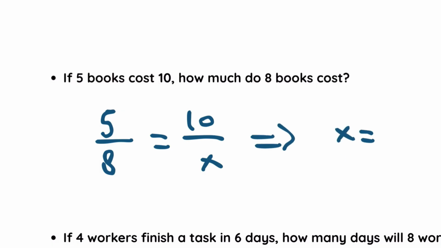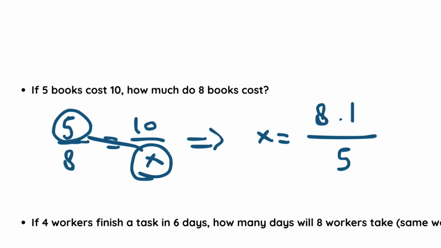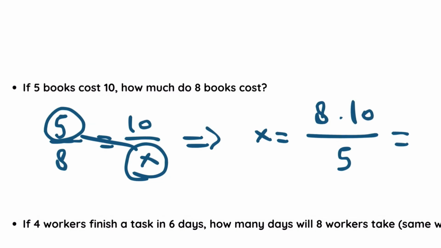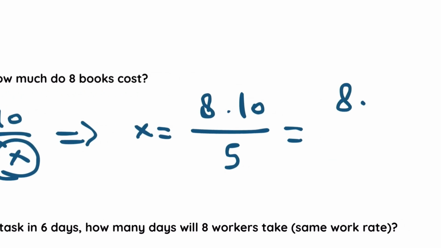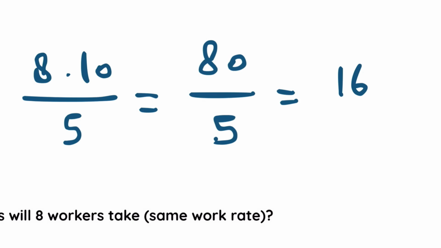So X equals 2. I will write the number that will be multiplied by X in the denominator, which is 5. So 5 is the extreme, right? And because X is also one of the extremes, I write 5 in the denominator and 8 and 10, which are means, in the numerator. So 8 times 10, 80, divided by 5, which will be 16.